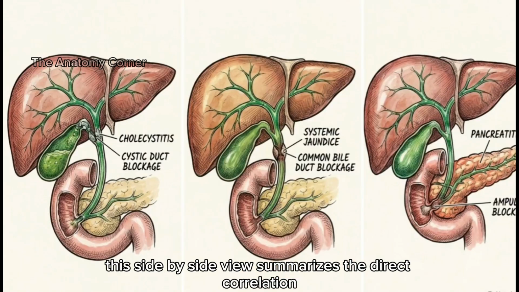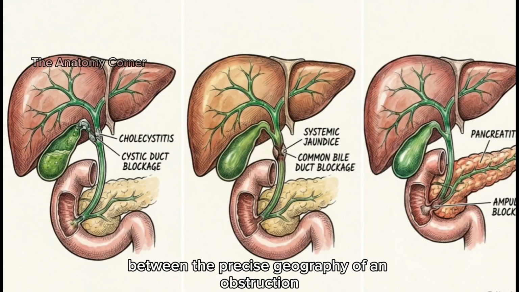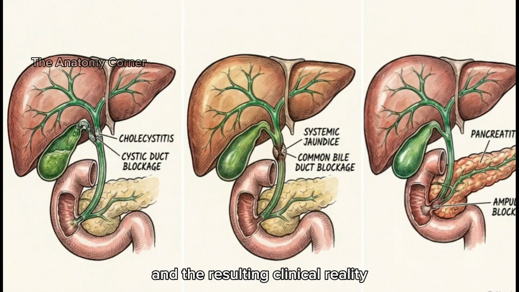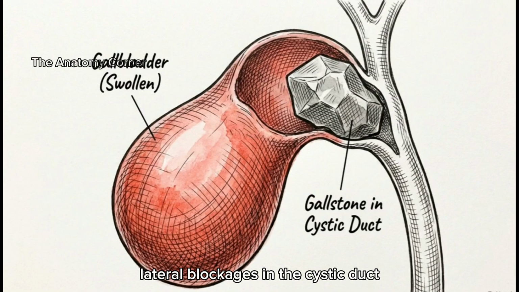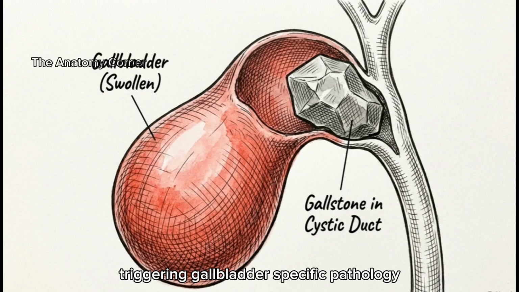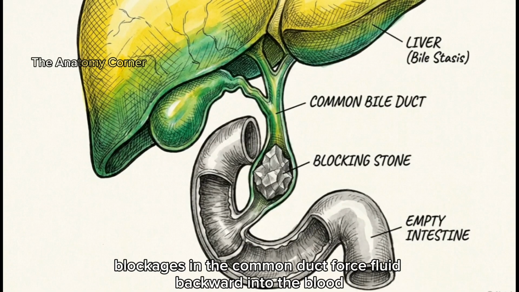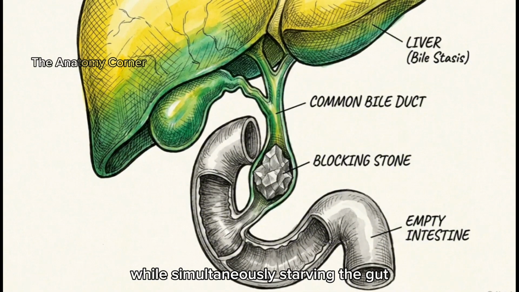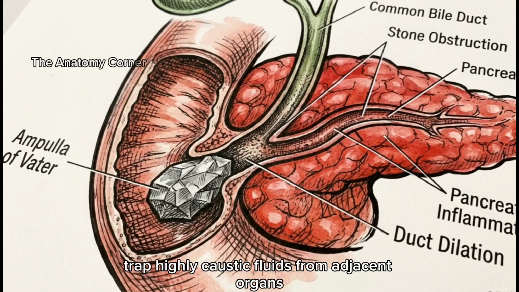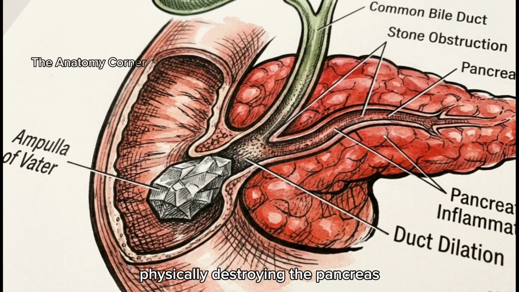This side-by-side view summarizes the direct correlation between the precise geography of an obstruction and the resulting clinical reality. Lateral blockages in the cystic duct isolate the pressure to the blind pouch, triggering gallbladder-specific pathology. Mainline blockages in the common duct force fluid backward into the blood, while simultaneously starving the gut. Terminal blockages at the ampulla trap highly caustic fluids from adjacent organs, physically destroying the pancreas.